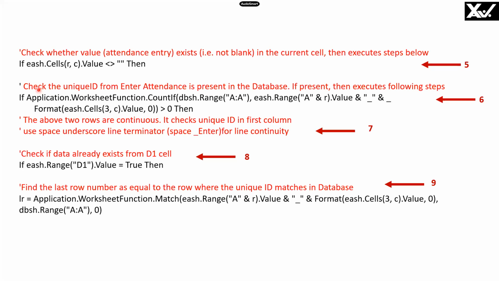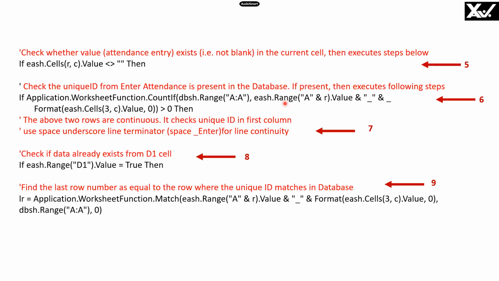Now here what it does is, if application worksheet function dot count if database sheet first column, in the database sheet first column, you know that is the employee unique ID. It will check whether it is there or not. How do you get the unique ID? That is from the enter attendance sheet. Enter attendance sheet does not give you any unique ID there, but it has data to find out the unique ID. It has got an employee ID, it has got a date. The combination of these two is the unique ID, right?